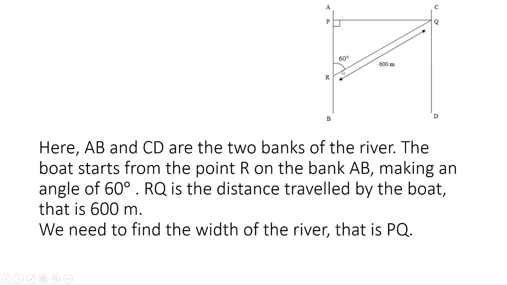Let us suppose Q is one more point on the other side, on the other bank, CD. So RQ is the distance traveled by the boat. That is also given. What is that? 600 meters. Okay, 600 meters it has traveled. Right. So we need to find out the width of the river. Width of the river is nothing but the perpendicular distance between the two banks of the river, we can say. So we need to find out that only.